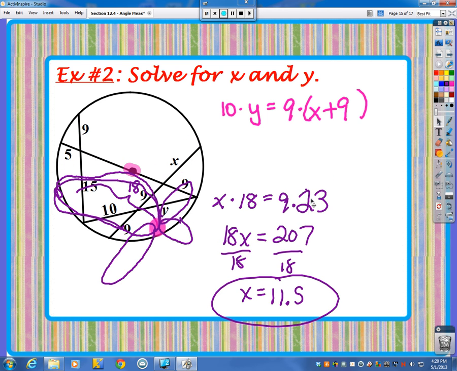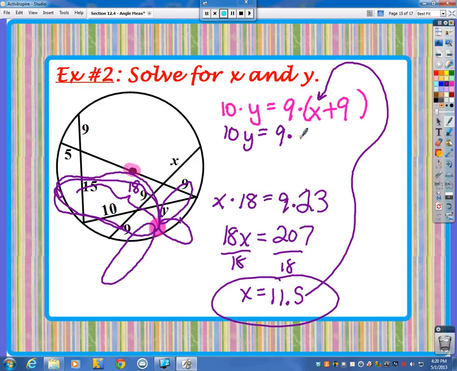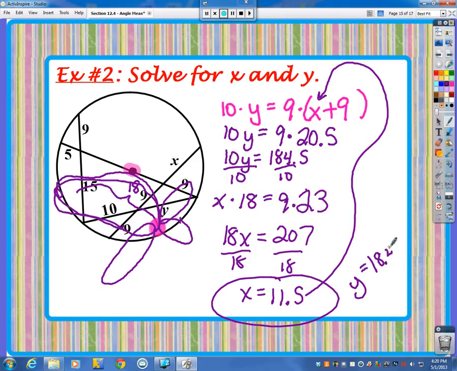We can now use that. So we've got 10y equals 9 times, well, 11 and a half plus 9. Well, that would make 20 and a half. So now 9 times 20 and a half, so I have 10y equals 184.5. Divide by 10, and y is going to give me, write it down here, that's just going to move my decimal point over 1 to the left, 18.45 exactly. And there I finally have x and y.